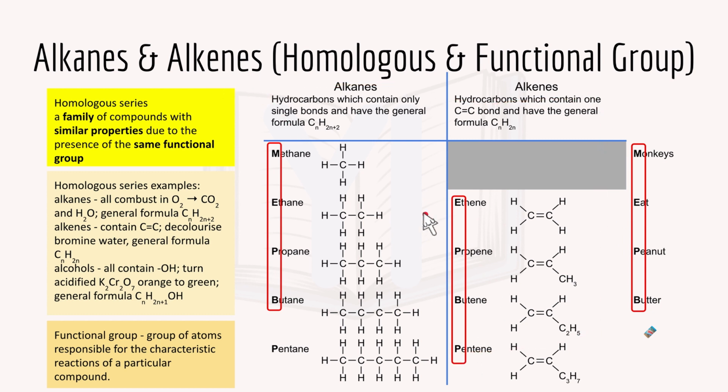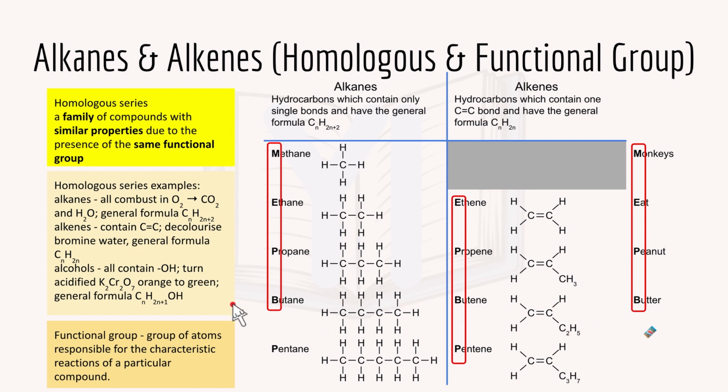And here's the naming for alkenes. We have MEPB for the first 4. Monkeys eat peanut butter, or any other acronym. So M stands for meth, something like methane or methene, ethane or ethene, propane or propene, or butane or butene. You can see the formulas.